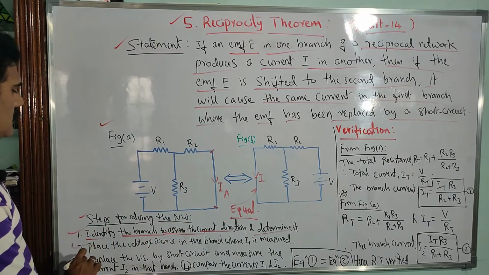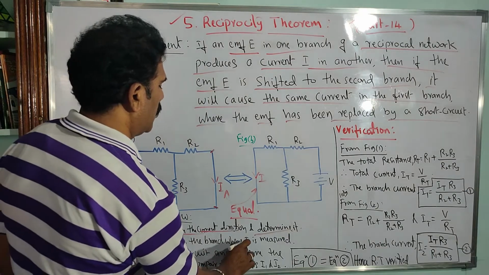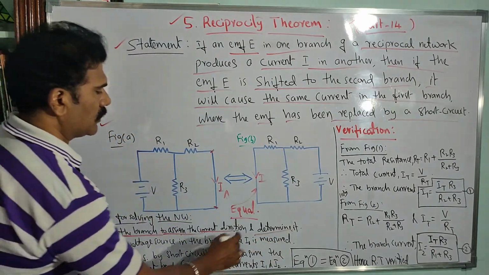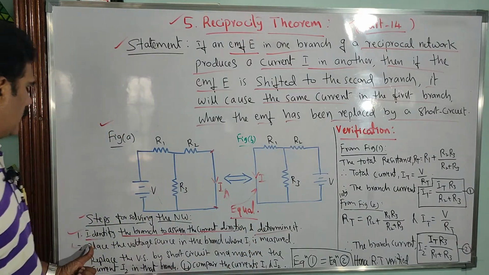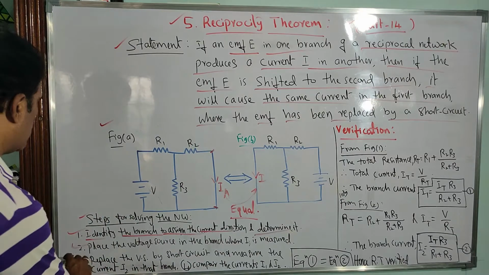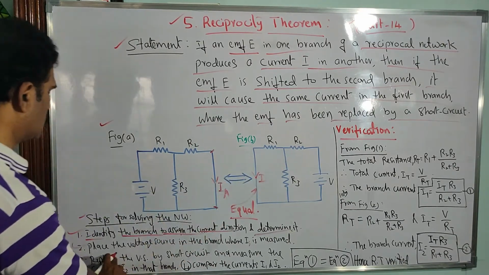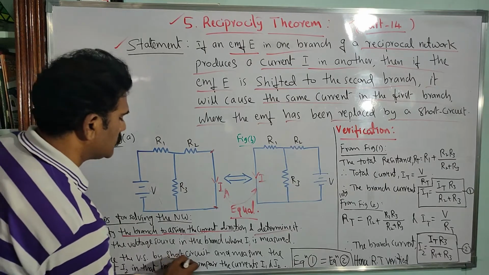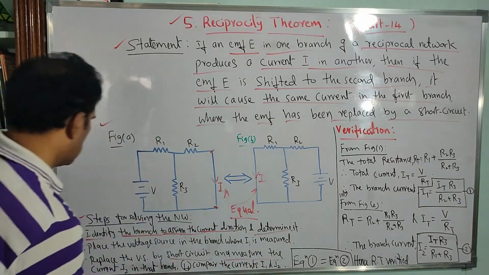Next, place the voltage source in the branch where current I is measured. Suppose I measure this current as I1. Where the current I1 is measured, at that point place the voltage source and then replace the voltage source. Okay, the voltage source is removed, so the voltage source should be replaced by a short circuit.